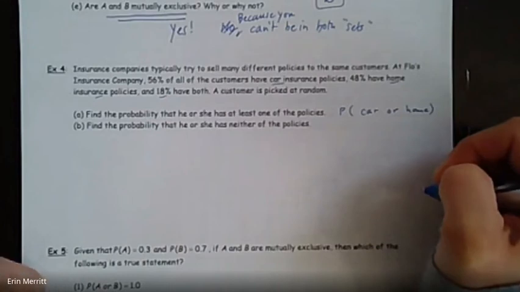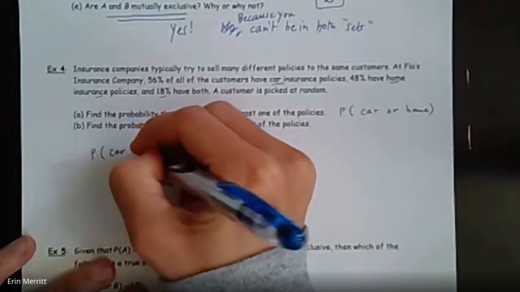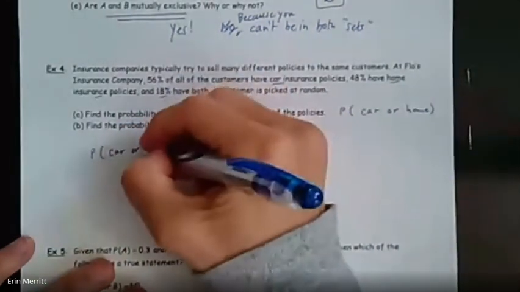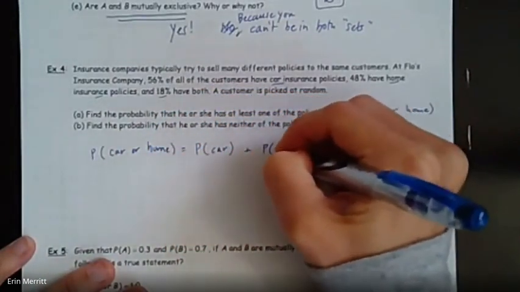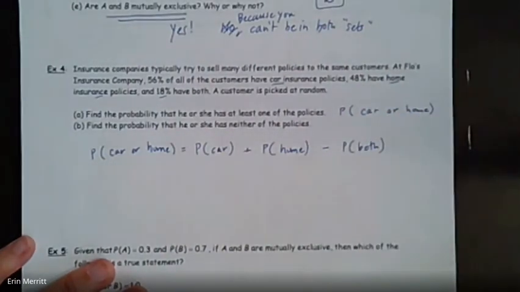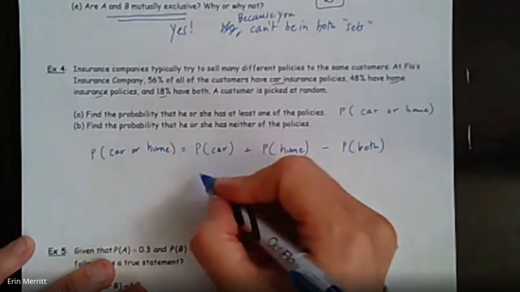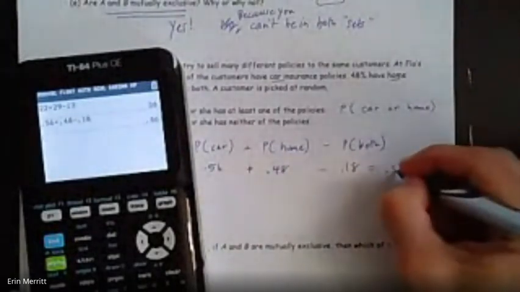So if we're saying or, that means that we want to add together, but then subtract anybody in the overlap. So the probability of having car or home is the probability that you have car insurance plus the probability that you have home insurance minus the probability that you have both. Because we don't want to count those people 2 times. They're just one person. So you have 0.56 plus 0.48 and then minus that 0.18. On our calculator, that leaves us with 0.86.